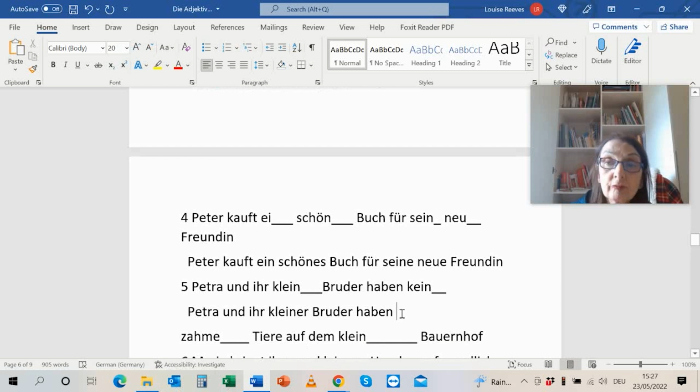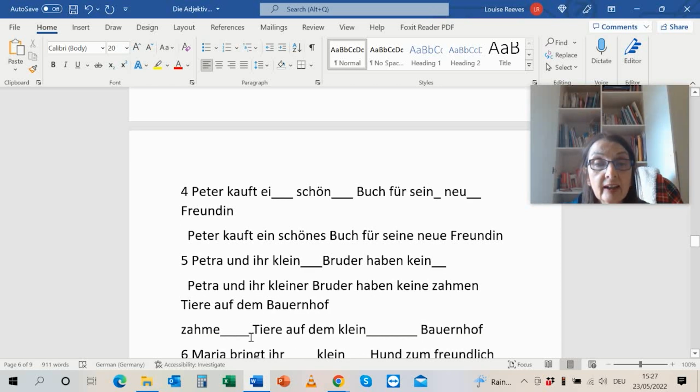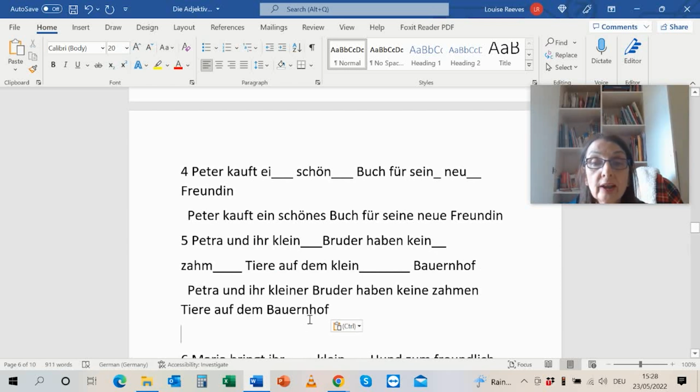So they have accusative plural, keine, and then the adjective in the plural, which is zahmen, Tiere auf dem Bauernhof. There you had that. I was too kind to you there. I just put that Sam, but as in Sam, too much information given to you there. So you have here, Petra und ihr kleiner Bruder haben keine zahmen Tiere auf dem Bauernhof. I might cut that there and put it underneath it. Okay, so there we have Petra und ihr kleiner Bruder haben keine zahmen Tiere auf dem Bauernhof.